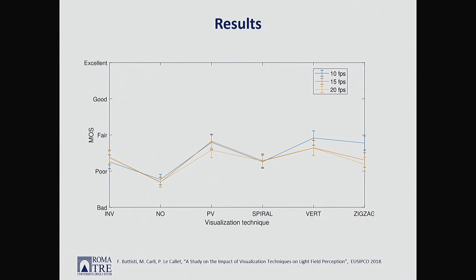But then we were looking at the mean opinion scores. So as I said, the scores are from 1 to 5, bad to excellent. And as you can see, all of them didn't go over number 3, so over fair. All of them are pretty low. So we started wondering why. And luckily, we had asked also the subjects to give us some comments.